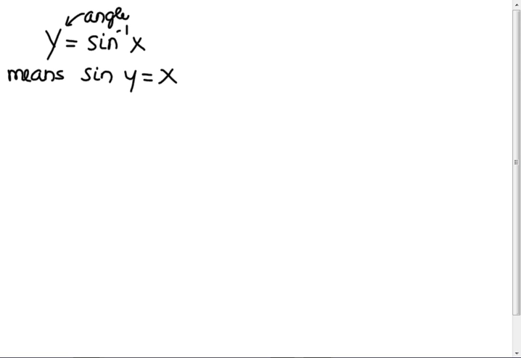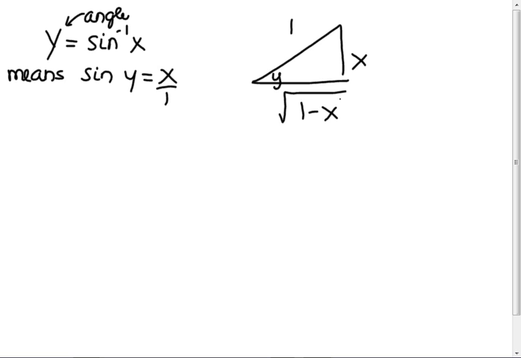Let's draw the triangle that goes with that. So here's my angle y, and if the sine is x, which is x over 1, what's this side? X, and this is 1. Okay, girls? Then what's this side? Careful. It's going to be the hypotenuse squared minus the length squared. 1 minus x squared. Okay, James, put the phone away, please.